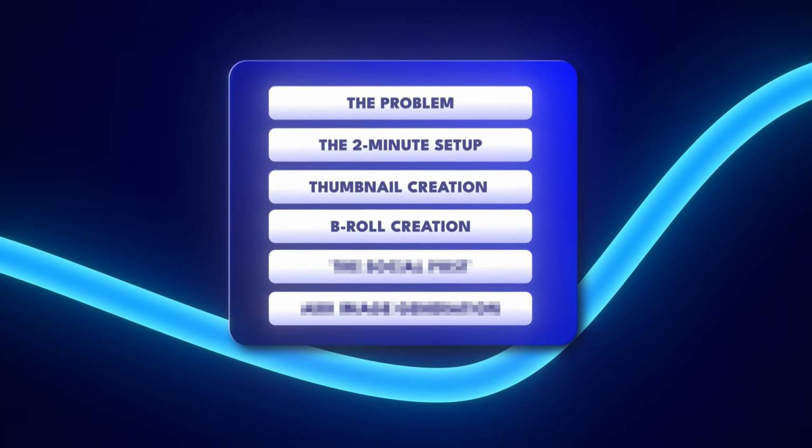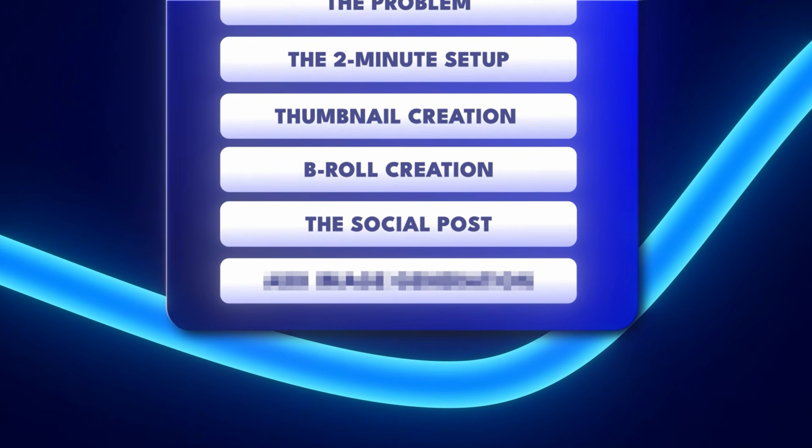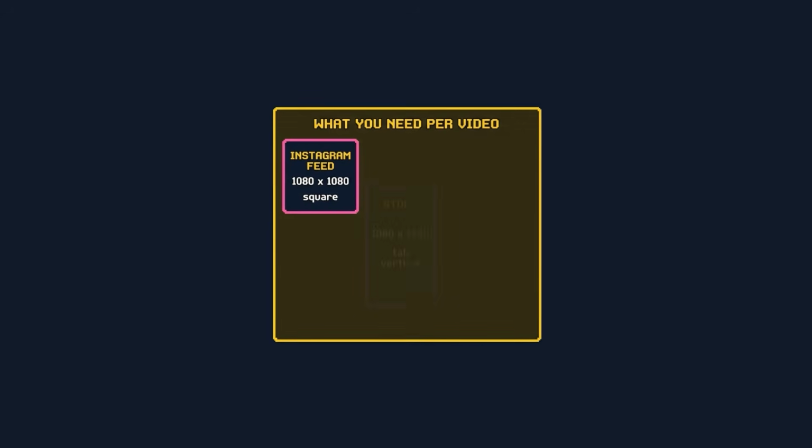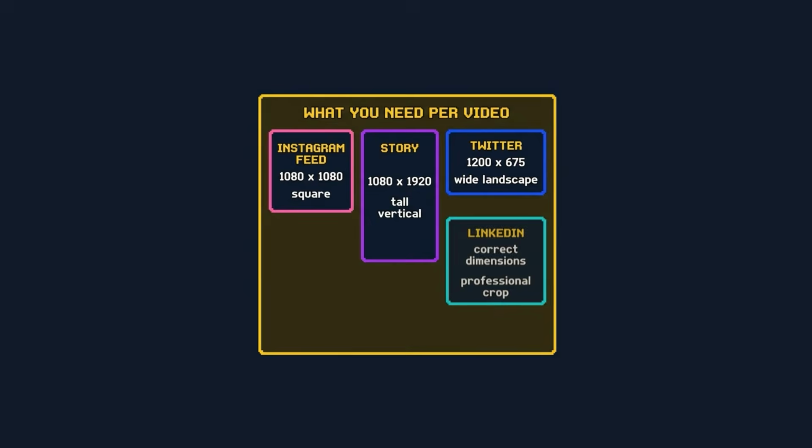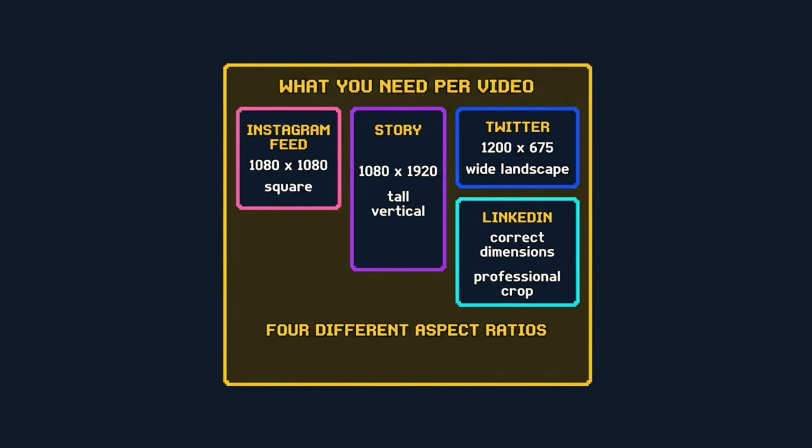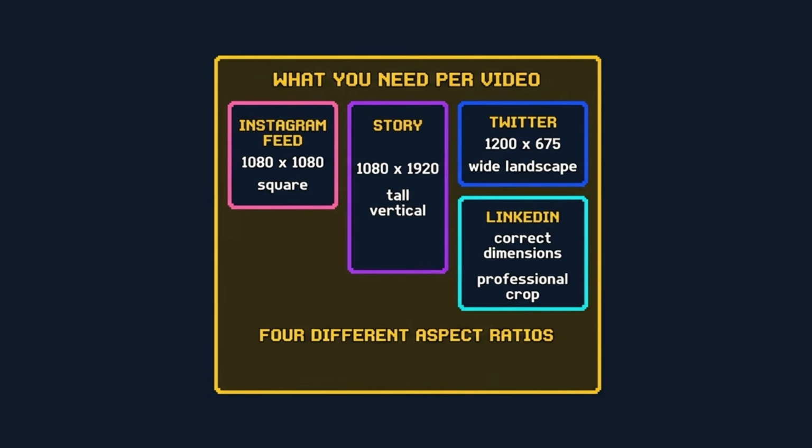Now let's get into step 5, social posts. Every video you publish needs more than a thumbnail. It needs an Instagram feed post, a story, a Twitter image, a LinkedIn post. Each platform has a different aspect ratio and a different visual expectation.